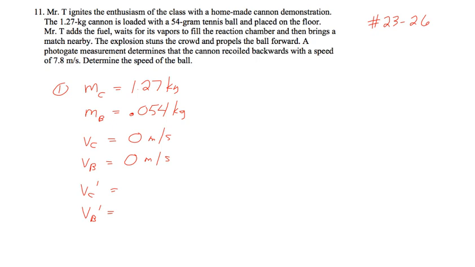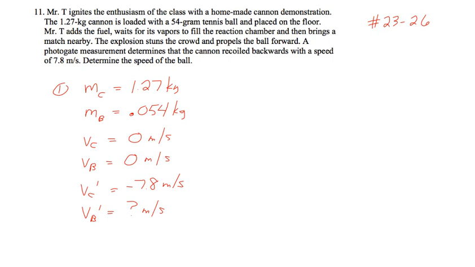So it says the explosion stuns the crowd. A photogate measurement determines that the cannon recoiled backwards with a speed of 7.8. So recoil means it's going in the opposite direction compared to the other one. So the velocity of the cannon is going to be negative 7.8 meters per second. And so they're going to ask, what was the speed of the ball? That's going to be in meters per second. So if you have what I have on the board, that's 6 points for the facts.